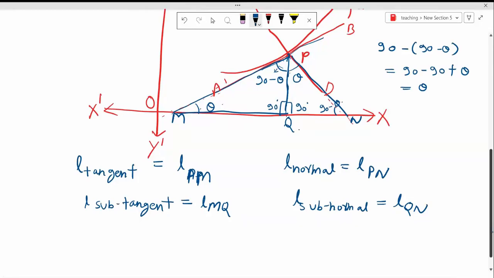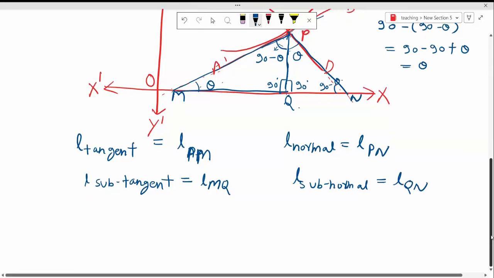In this picture, theta is the angle made by this tangent. What is this angle theta? We studied in tangents that if a function is y equals f(x), then dy by dx gives the slope, which is equal to tan theta, where theta is the angle made by this tangent with the x-axis. So we can find theta. We have dy by dx equals tan theta. Now we are interested in finding the values of PM, PN, MQ and QN.